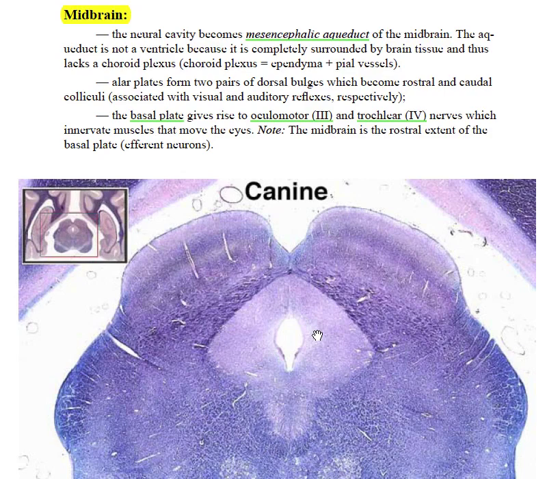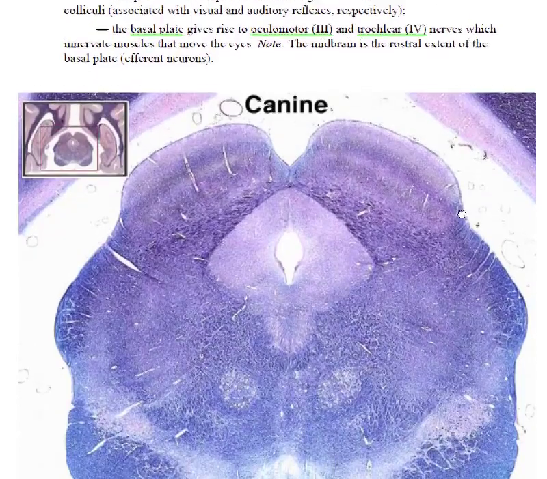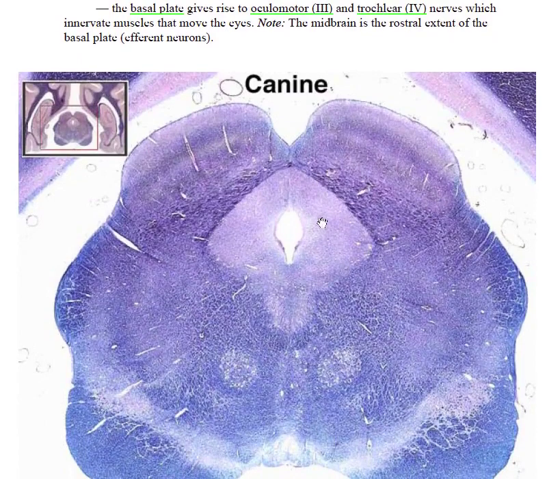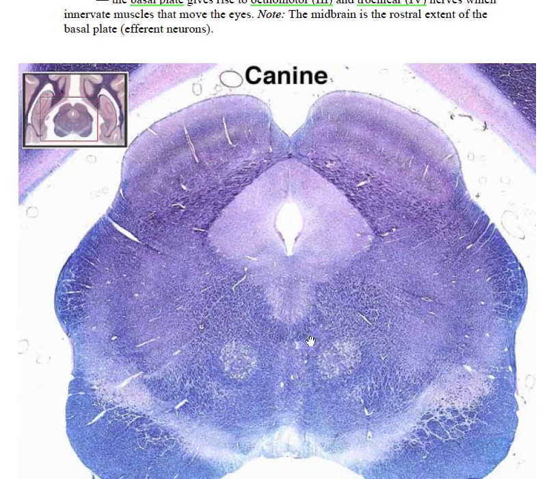The alar plates of the midbrain form colliculi. These are rostral colliculi. These bulges are reflex centers for vision, and caudally for hearing. The basal plate gives rise to two cranial nerve nuclei, the oculomotor, which you see here, and the trochlear, which is located more caudally. The midbrain is the most rostral extent of the basal plate. The entire forebrain will not have any efferent neurons because it lacks a basal plate. You can also see that there's a mixture of gray and white matter.